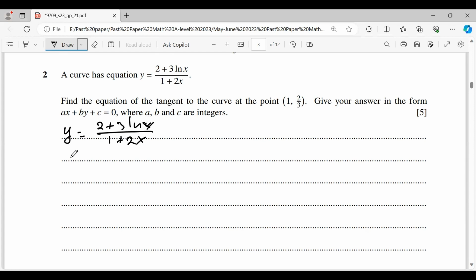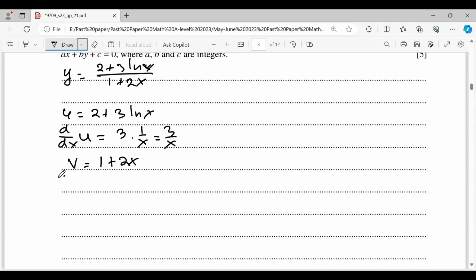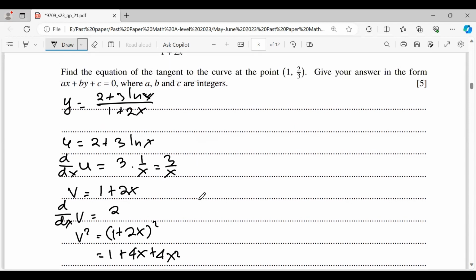If y equals 2 plus 3 ln x over 1 plus 2x, I'm going to use the quotient rule. If u equals 2 plus 3 ln x, it means the derivative of u equals 3 times 1 over x, or 3 over x. And if v equals 1 plus 2x, the derivative of v equals 2. And after that, v squared equals 1 plus 2x squared, which is 1 plus 4x plus 4x squared.